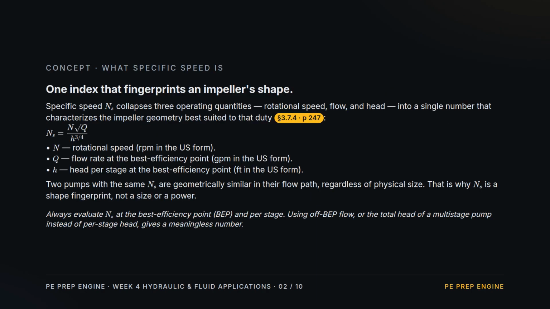What specific speed is: it collapses three operating quantities, rotational speed, flow, and head, into one number, characterizing the best-suited impeller geometry. N is the speed in RPM. Q, the flow at the best efficiency point. H, the head per stage there. The key insight? Two pumps with the same specific speed are geometrically similar in their flow path, regardless of size. It's a shape fingerprint, not a size or a power. Always evaluated at the best efficiency point and per stage, or the number is meaningless.